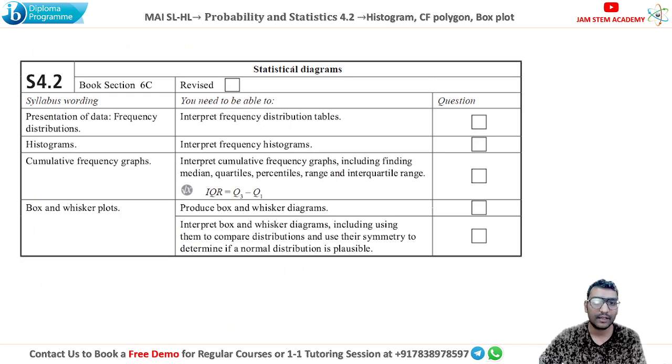So in this session, let me tell you what we have learned so far. We started with interpreting the frequency distribution table, how to draw the cumulative frequencies, and find the relative frequencies and relative cumulative frequencies. Then interpreting the frequency histogram, then finding the interquartile range, median, quartile, and percentile. Next, how to draw the box whisker diagram and use it to calculate the median and quartiles, and we can also compare the distributions using the box plot as well.